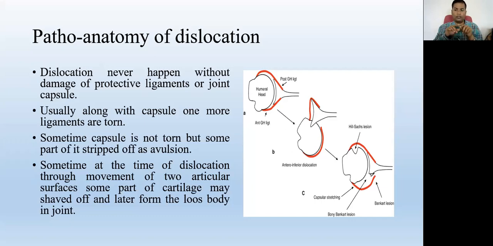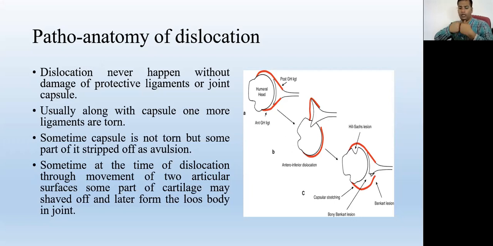Some nearby ligaments or muscles may be torn or ruptured. Sometimes the capsule is not torn, but some part of it is stripped, an avulsion. We already discussed that an avulsion is a kind of fracture, where a strong ligament is attached to a bony part, and due to severe trauma, severe force, the particular part where that ligament was attached gets stripped off from that major bone, and that is called avulsion. So some kind of avulsion may also happen.